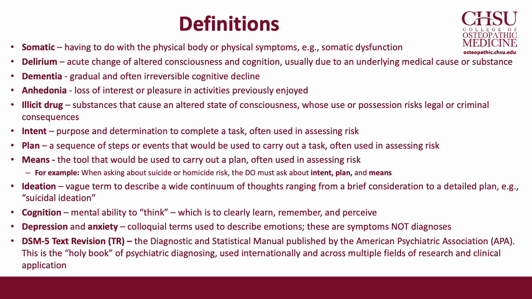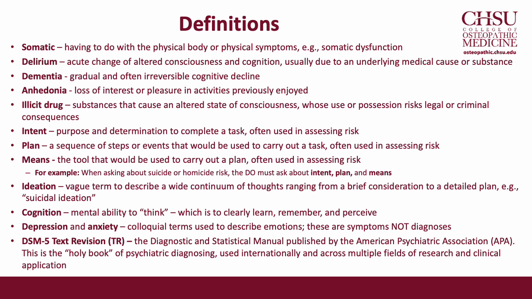The next 3 terms, intent, plan, and means, often refer to either suicidal or homicidal ideation, the 4th term in this next block. Intent describes a purpose and determination to complete a task, often used in assessing risk. For example, if a person has suicidal intent, that means that they're determined or plan to complete suicide. A plan describes how a person would do it. So this can relate to suicidal or homicidal ideation, and it's often a sequence of steps or events that could be used to carry out the task.